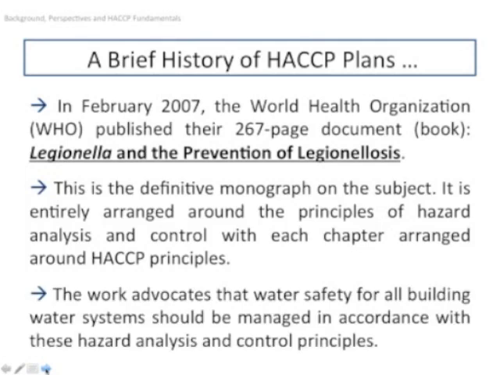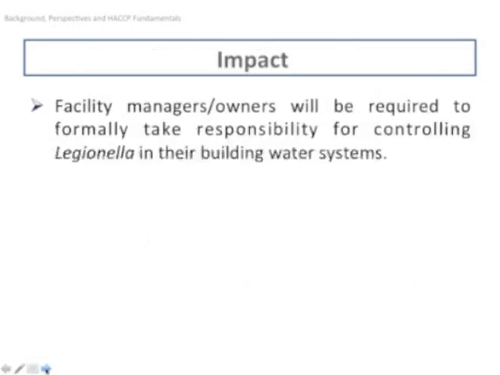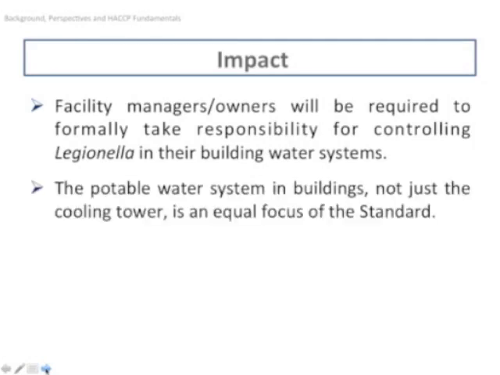This work advocates that water safety for all building water systems should be managed in accordance with these hazard analysis and control principles. Facility managers and owners will be required to formally take responsibility for controlling Legionella in their building water systems. I've said that 2 or 3 times in this presentation because of how important it is. And in the U.S., that's a big deal. We're talking about potentially 5 million buildings this will touch. So, of course, there's a lot of discussion about the cost to implement this and so on. The potable water system in buildings, not just the cooling tower, is an equal focus of the standard.